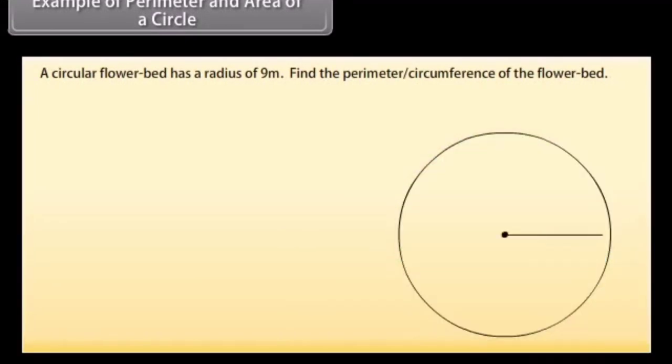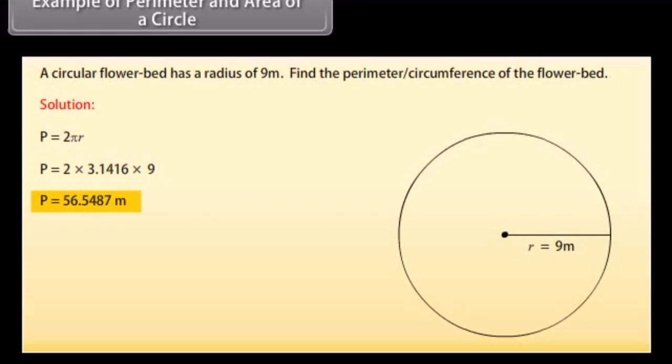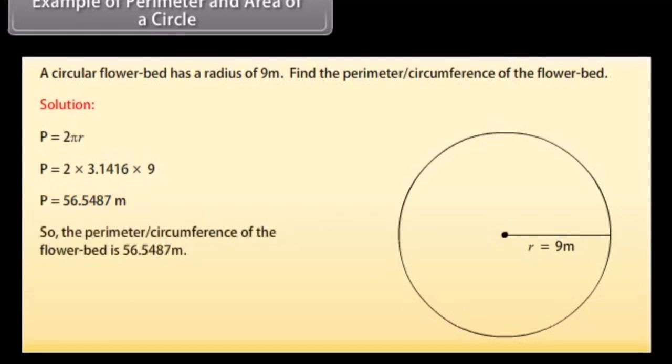Example 1. A circular flower bed has a radius of 9 meter. Find the perimeter or circumference of the flower bed. Solution. We know that perimeter P is equal to 2 into pi into r. Substituting the value, we get P is equal to 2 into 3.1416 into 9, which is equal to 56.5487 meter. So, the perimeter or circumference of the flower bed is equal to 56.5487 meter.